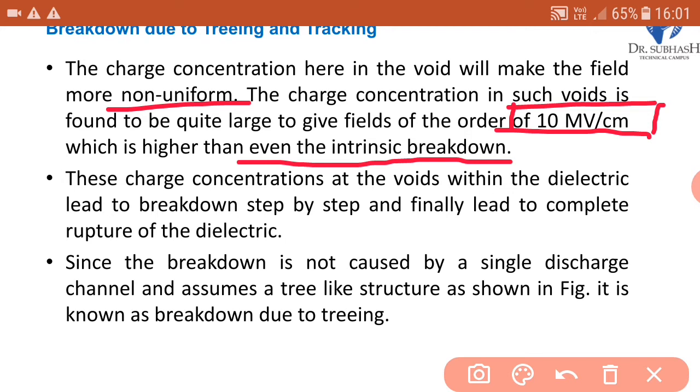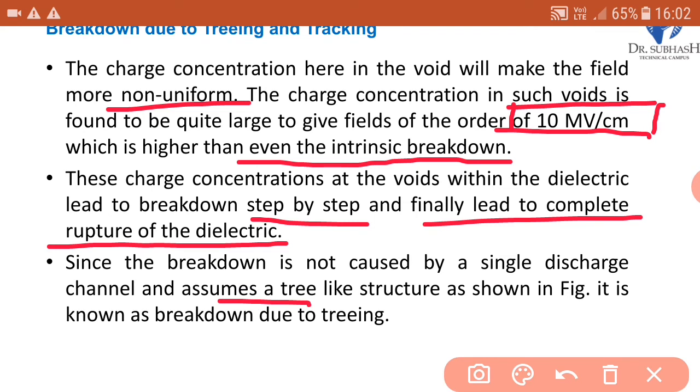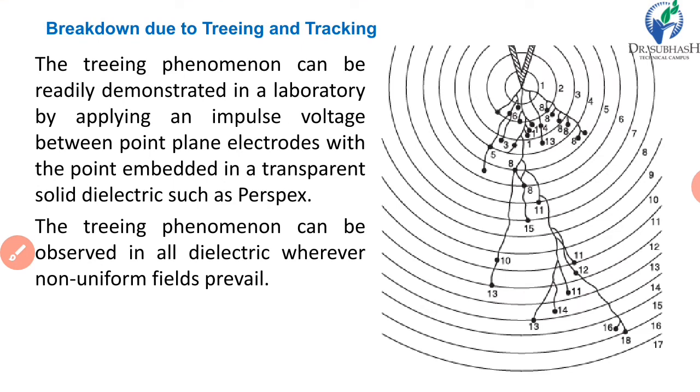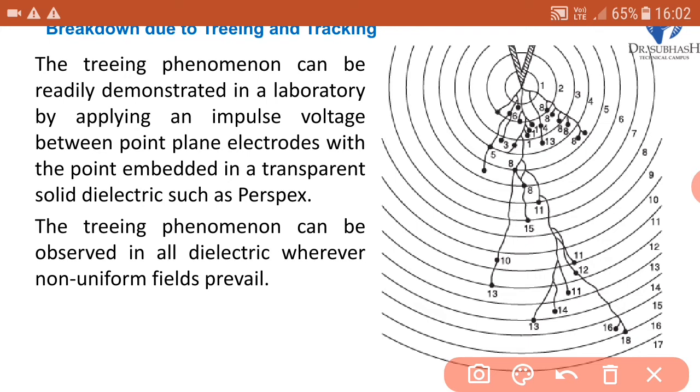These charge concentrations at the voids within the dielectric lead to breakdown step by step and finally lead to complete rupture of the dielectric. Since the breakdown is not caused by a single discharge channel and assumes a tree-like structure as shown in the figure, it is known as breakdown due to treeing. Now we will see the figure of this. Okay, so here we can see there are a number of branches like a tree. So if the breakdown is due to this, we can say that it is breakdown due to treeing.